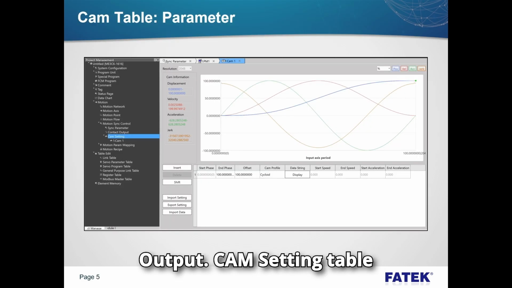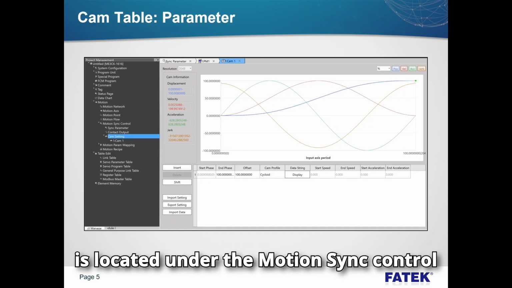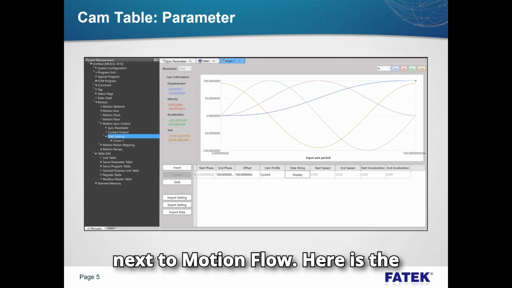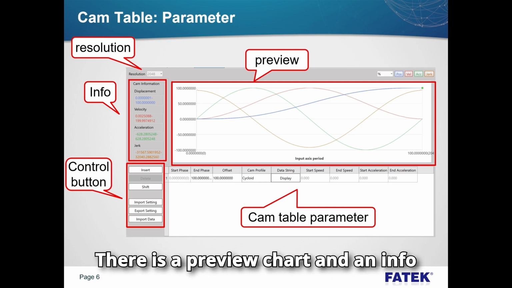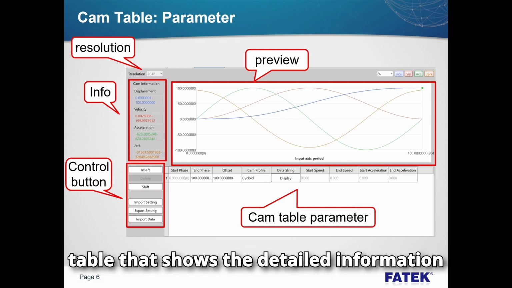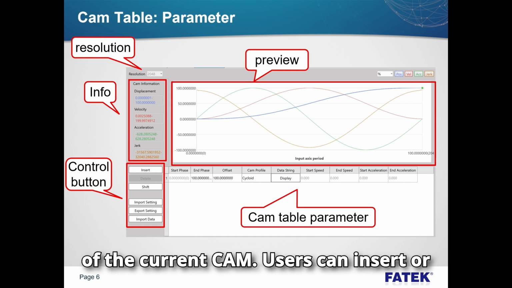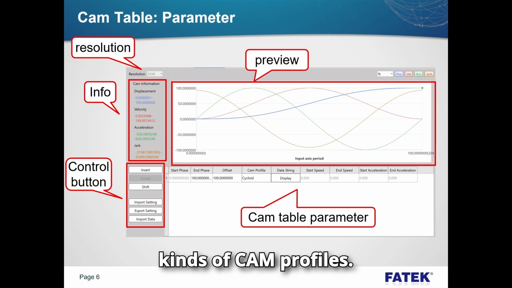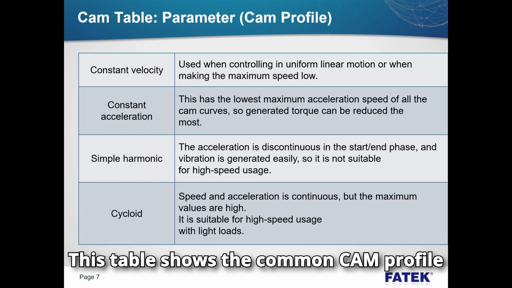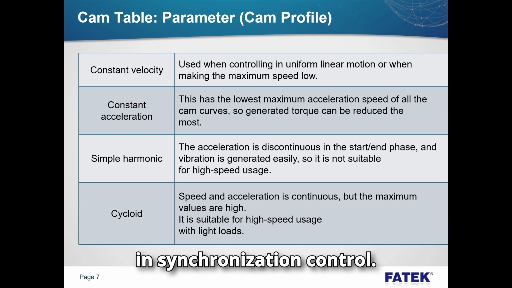Cam setting table is located under the Motion Sync Control next to Motion Flow. Here is the interface of the cam setting window. There is a preview chart and an info table that shows the detailed information of the current cam. Users can insert or delete cam points and select from over 21 kinds of cam profiles. This table shows the common cam profile in synchronization control.